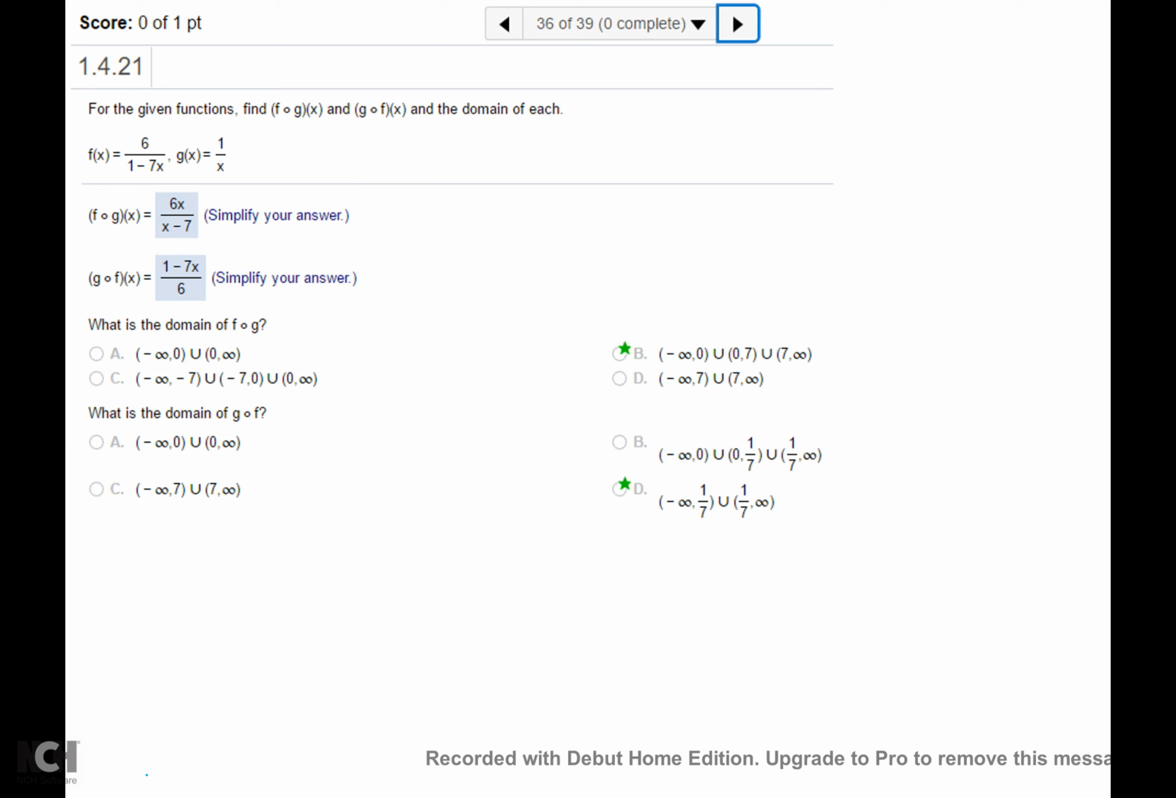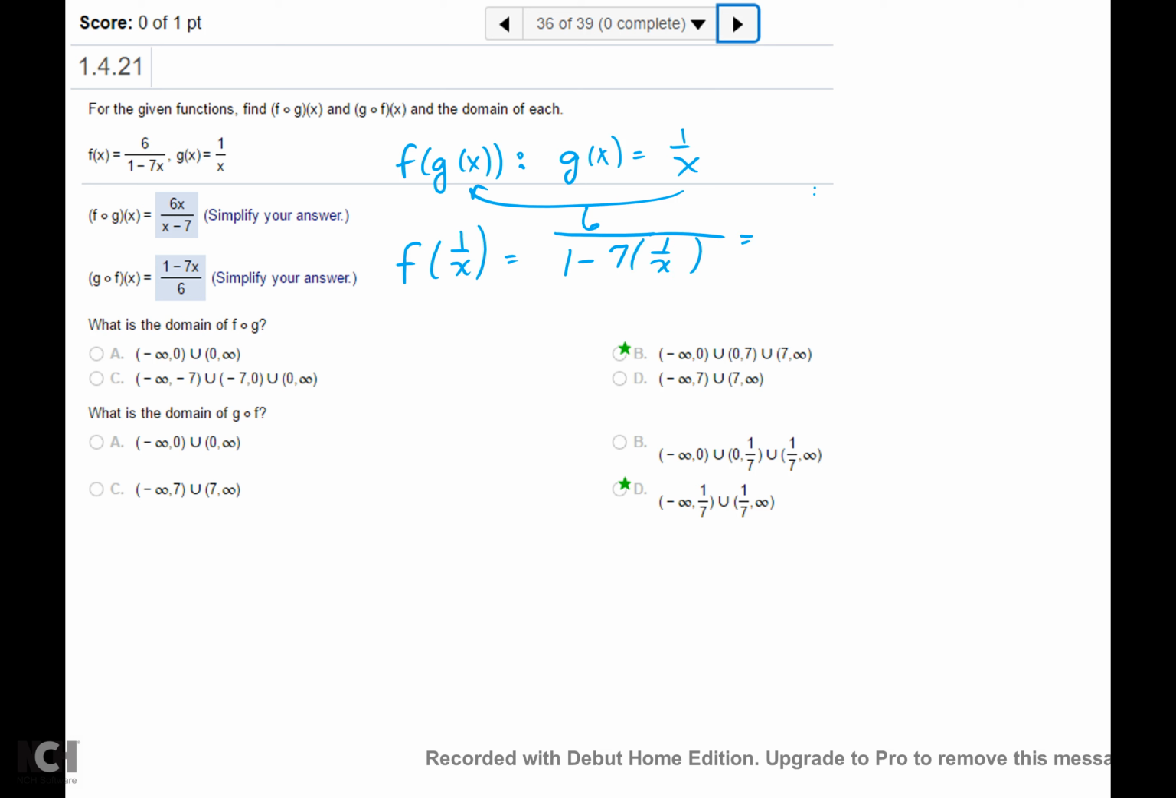Alright, for the given function, find f of g of x and g of f of x. If I find f of g of x, I'm starting with my g function, which is 1 over x, and I'm taking it to f. So I'm finding f of 1 over x. That would be 6 over 1 minus 7 times whatever I brought, and I brought 1 over x. So this is going to be 6 over 1 minus 7 over x.